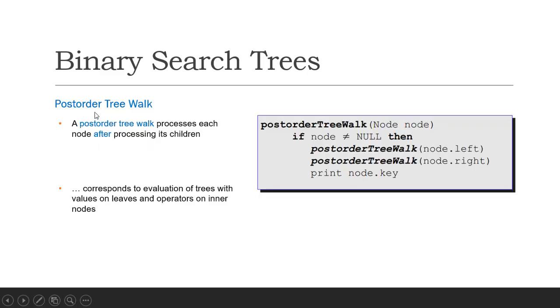So another one is the post-order tree walk. Post-order means it processes each node after processing its children. So it processes the children first before processing the node. The post-order corresponds to the evaluation of trees with values on leaves and operators on inner nodes. We have also the post-order tree walk pseudocode. Okay, continue.